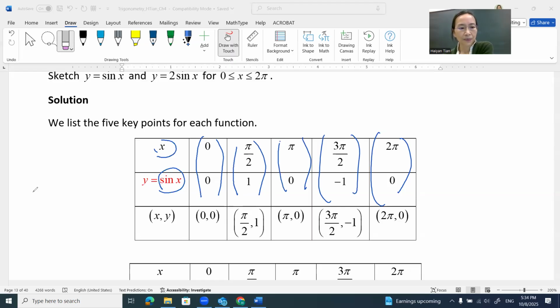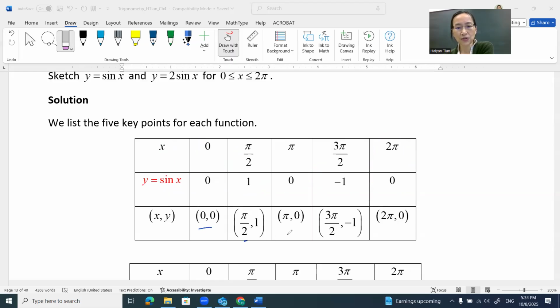And then the x, y, we just show the 5 points, the ordered pairs. And then we get the key feature of the sine curve. And by the way, we know the sine function at the first x, you get 0. And then 1, and 0, -1, 0. So then we connect those 5 points, we get the sine curve.